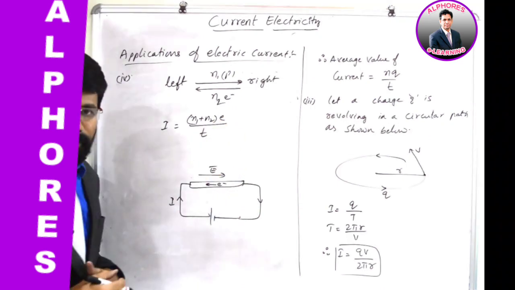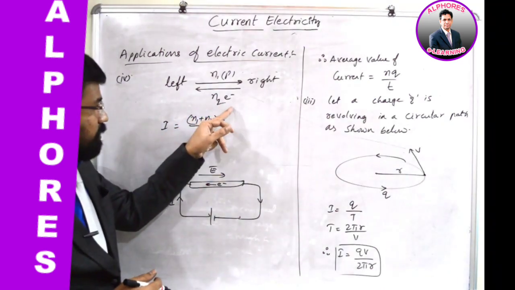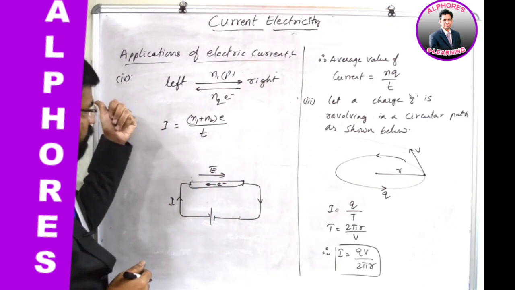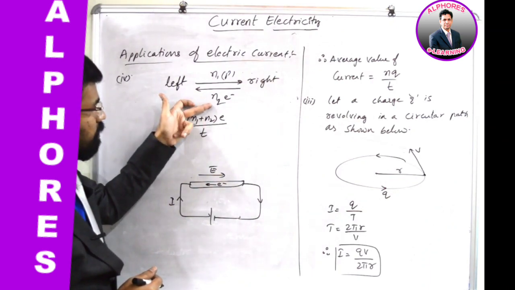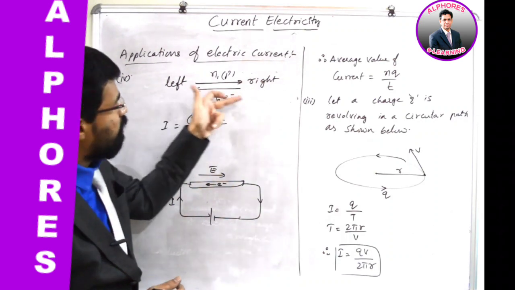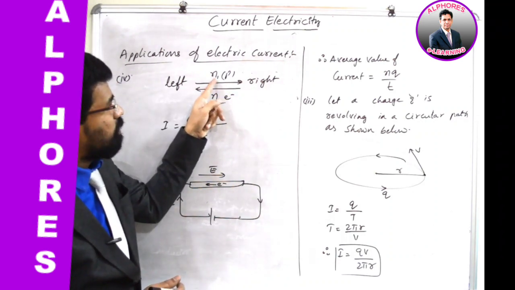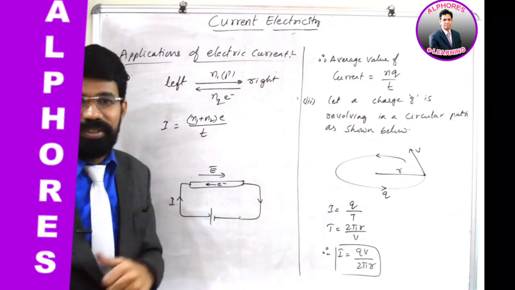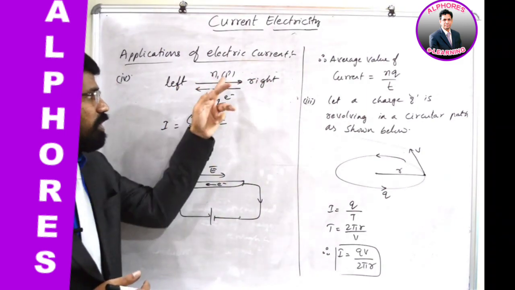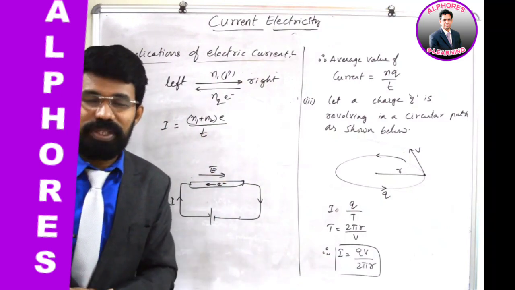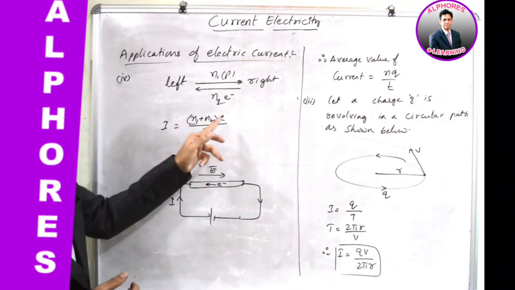time taken. I have taken plus because N2 electrons are moving towards left side only, but conventional direction of current corresponding to these N2 electrons flow will be taken along the direction of N1 protons motion. So it's like (N1 plus N2) into E. Proton's charge is also 1.6 into 10 power minus 19 only. So you will have total charge divided by time.